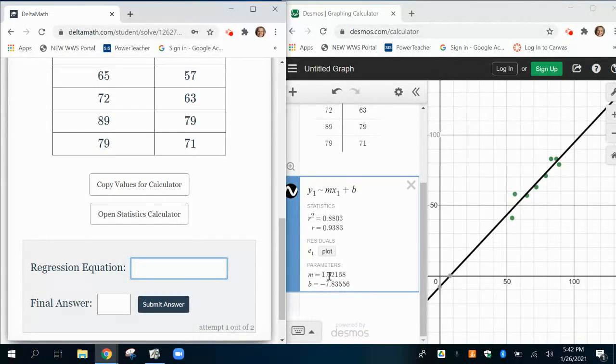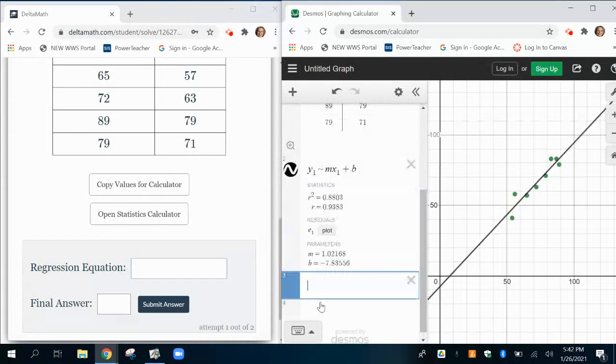Okay, it's also going to spit out an M and a B value for us. Well, M and B are what we need to write the equation of a line. So now I'm going to go into my third box here, and I'm going to type in y equals, and now instead of m, I'm going to put in the m value.